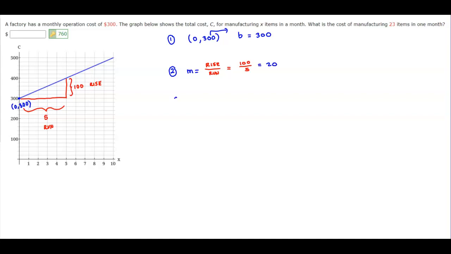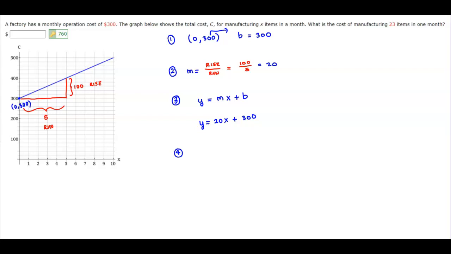Now, instead of using the point-slope form, we can use the slope-intercept form, which is y = mx + b, to determine the linear equation. So y is going to equal the slope, which is 20x, plus the y-intercept, which is 300, from steps 1 and 2. Now in step number 4, it's asking us what is the cost of manufacturing 23 items in 1 month.